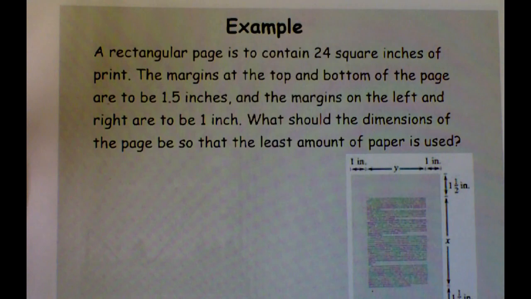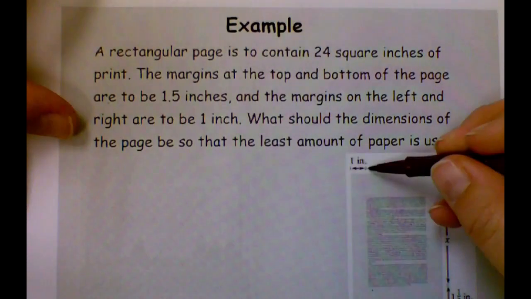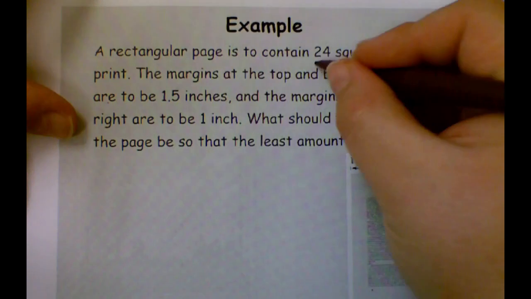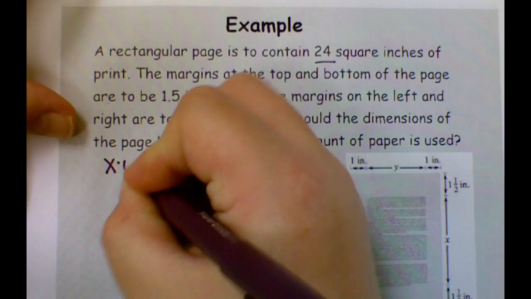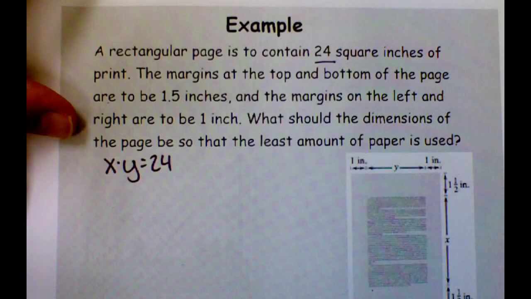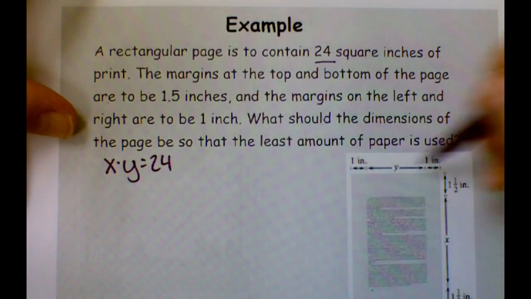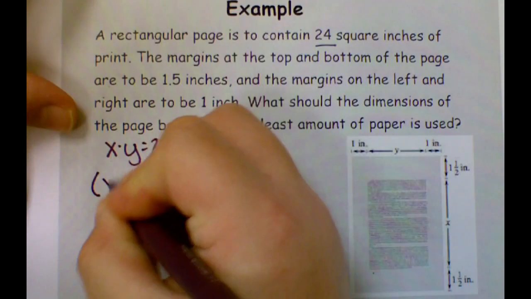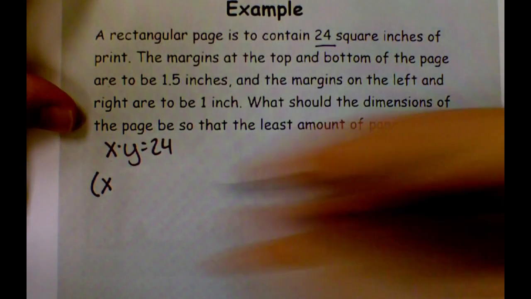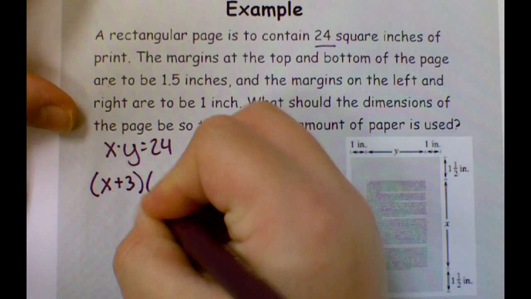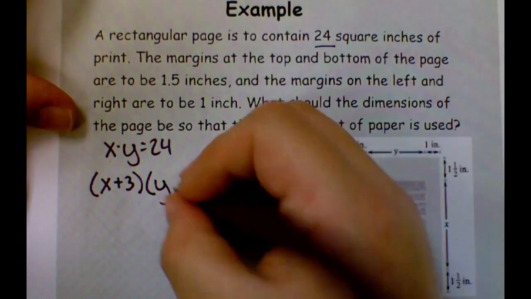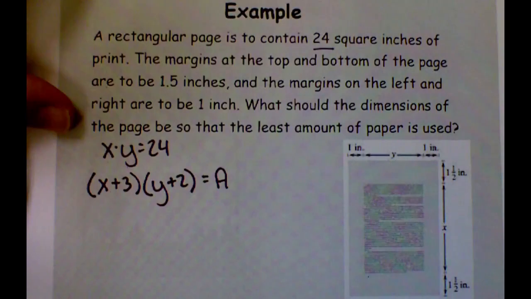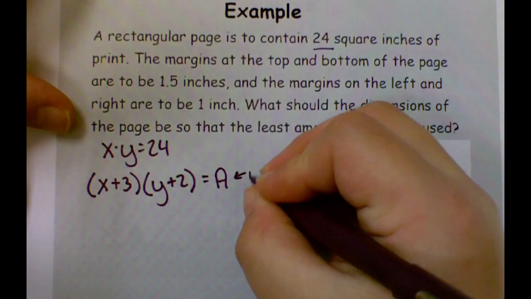Well, first off, we know that x times y has to be 24. x times y equals 24. I know that. I can find the area formula for the whole page, which is going to be (x plus 1.5 plus 1.5, so plus 3) times (y plus 1 plus 1, so y plus 2). That's the total area of the page, and I want to minimize that.